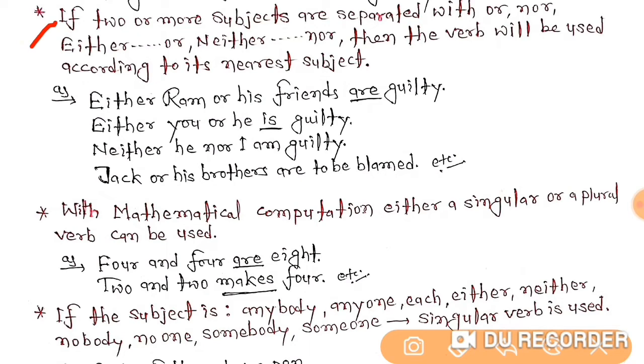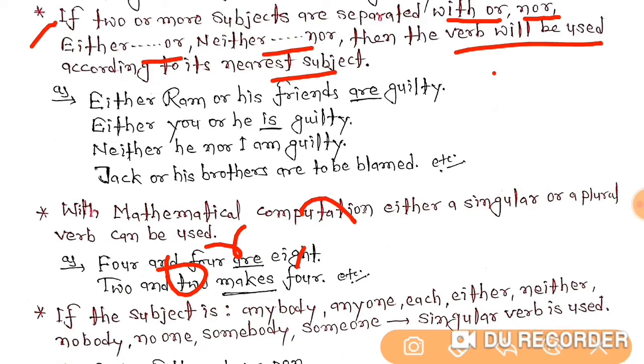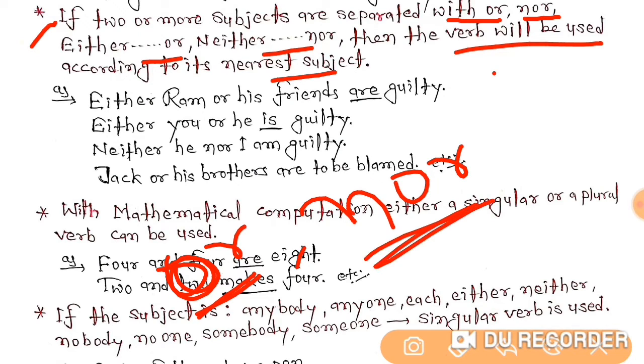subjects are separated with or, nor, either or, neither nor, then the verb will be used according to its nearest subject. This means where you will find or and where you will find nor. As in either or you will find what? Or. And in neither nor you will find what? Nor. So the subjects which will be near or nor, you have to go according to that subject.